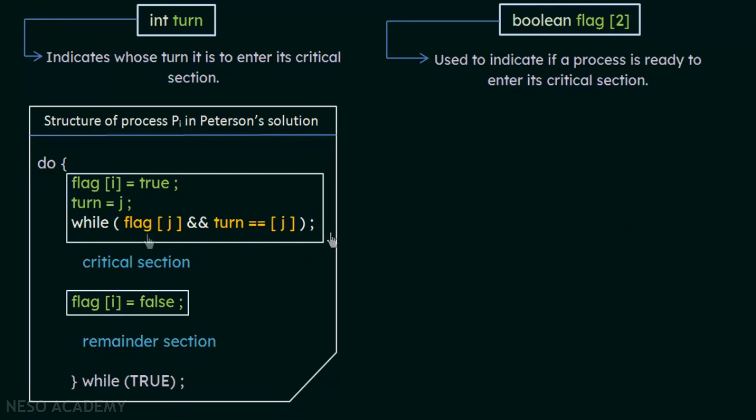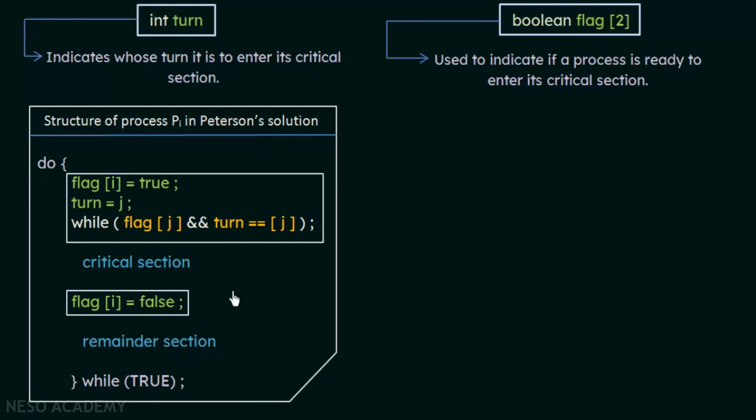Alright, now when one of the conditions becomes false, then this whole while condition becomes false, because it's an AND condition, and it will break from this while loop. Then it will be able to enter its critical section and execute there. Then it will set flag of i equal to false because it has completed its critical section, and then the remainder section will be executed.